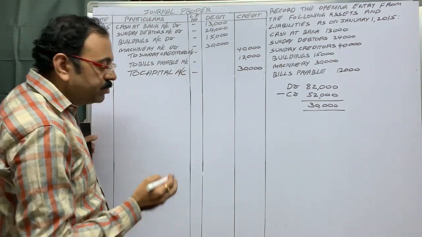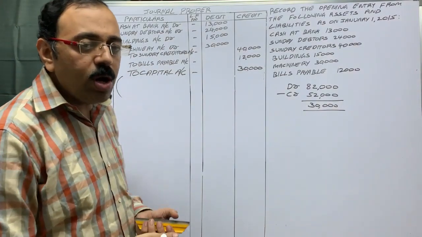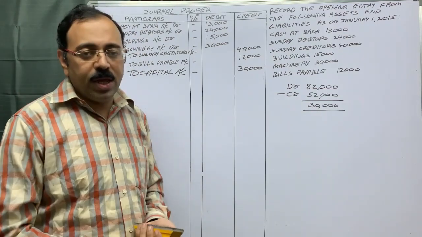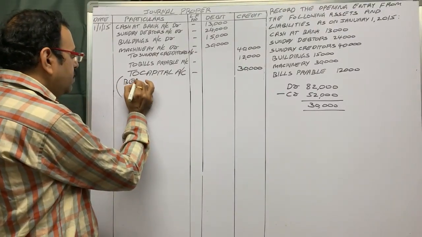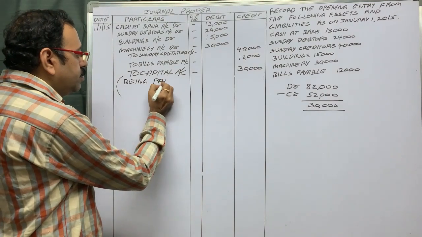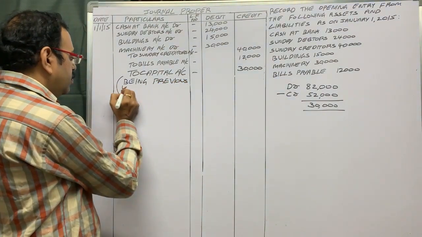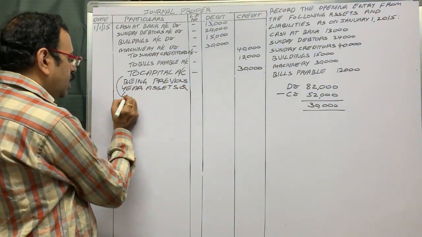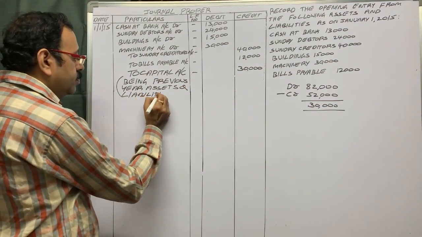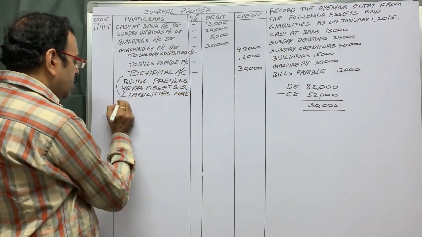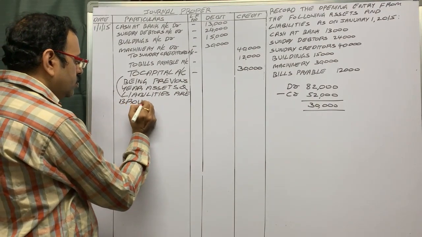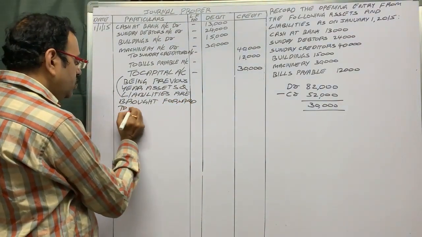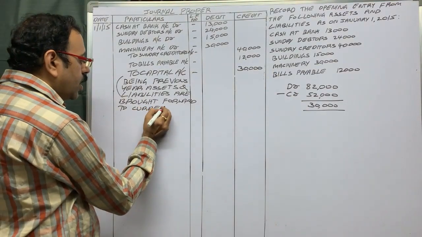Okay. Now narration. What we did here, opening entry means what? Previous year closing balances of assets and liabilities we are bringing to current year. Being previous year assets and liabilities are brought forward to current year.